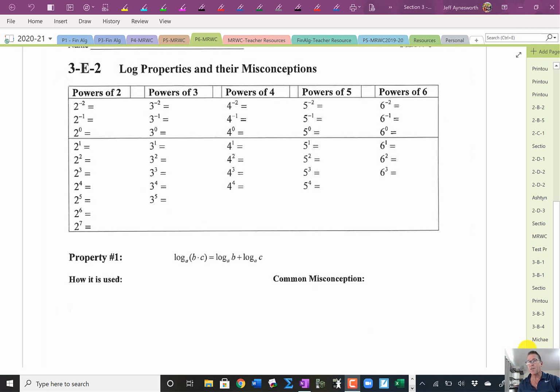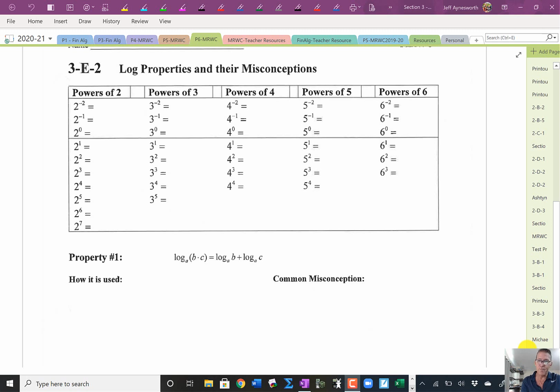In order to be good at logs, you have to be good at exponentials and the powers of either 2, 3, 4, 5, or 6, and sometimes even higher, like powers of 10. That would also be helpful. So some basics here, going all the way back to Algebra 1. Powers of 2. What is 2 to the negative 2 power, and so on, all the way to 2 to the 7th. And you should know these. The better you know your powers of these numbers, the better you're going to be at exponentials and at logarithms, because every logarithm is an exponential in disguise. So let's get to it.